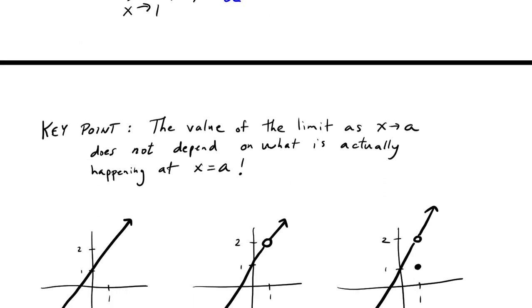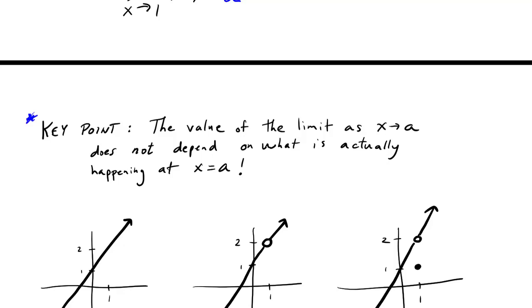So the key point here is that the value of the limit as x approaches a does not depend on what is actually happening at x equals a. So really the fact that the limit was 2 had nothing to do with the fact that there is a point 1, 2.